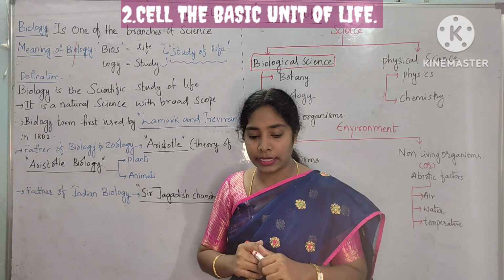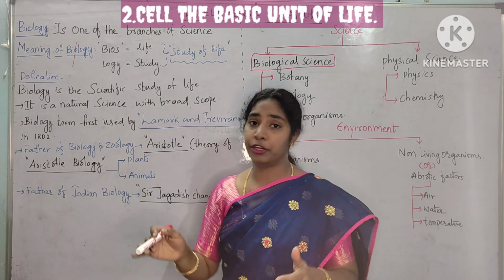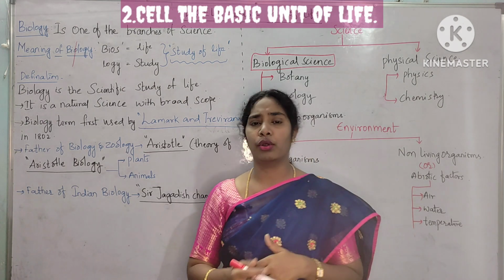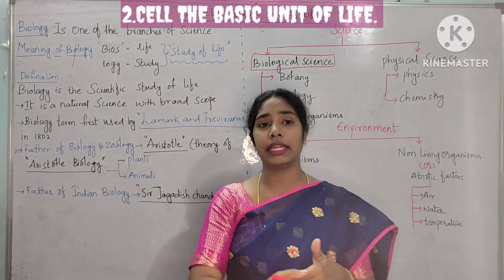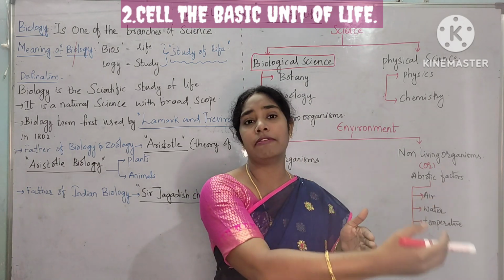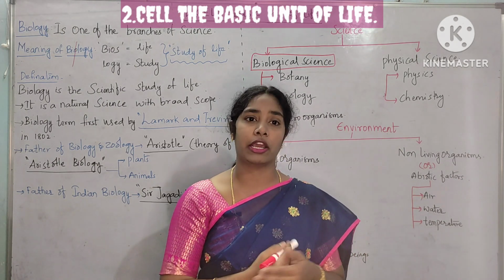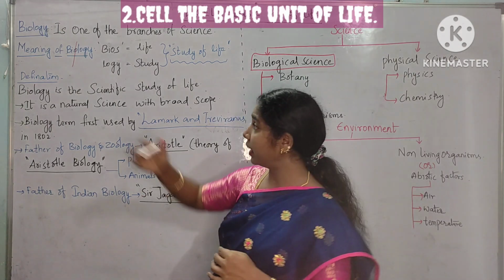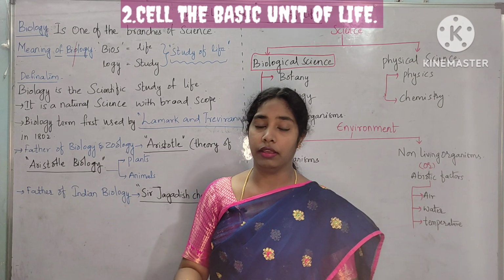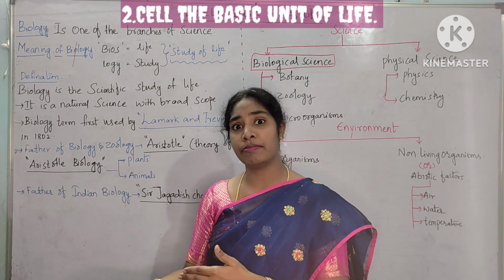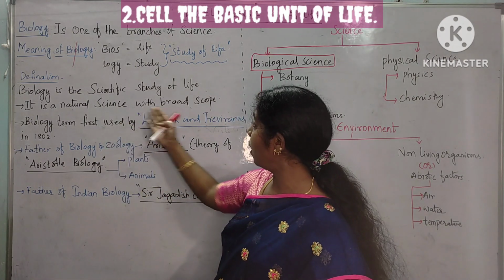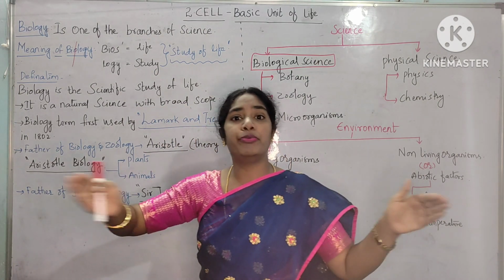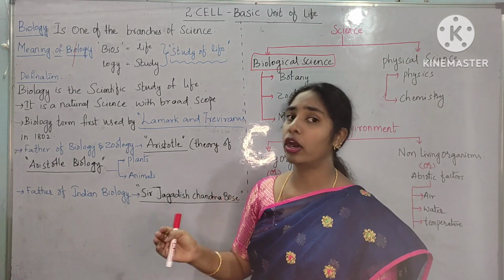Biology has a broad scope. It is divided into two branches: botany and zoology. Botany contains plants, and in plants again we have many branches like cell biology, cytology, histology, anatomy, and physiology. Whereas zoology is again divided into many branches. In this way it has a broad scope, not a narrow scope. Biology has a broad scope.